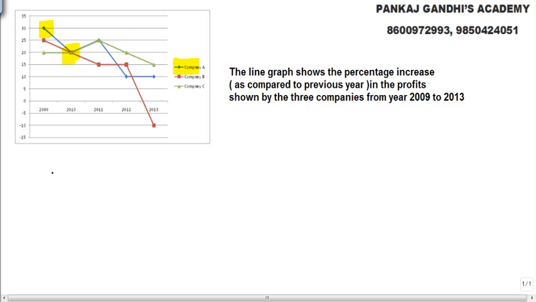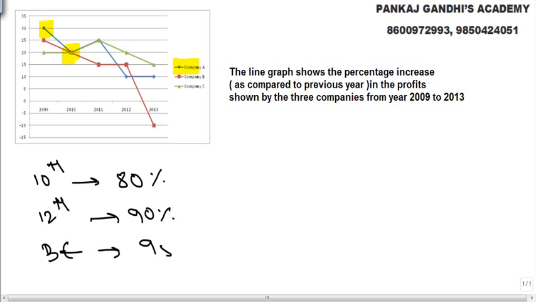For example, let's say a person scored 80% marks in 10th, 90% marks in 12th, and in BE he scored 95.